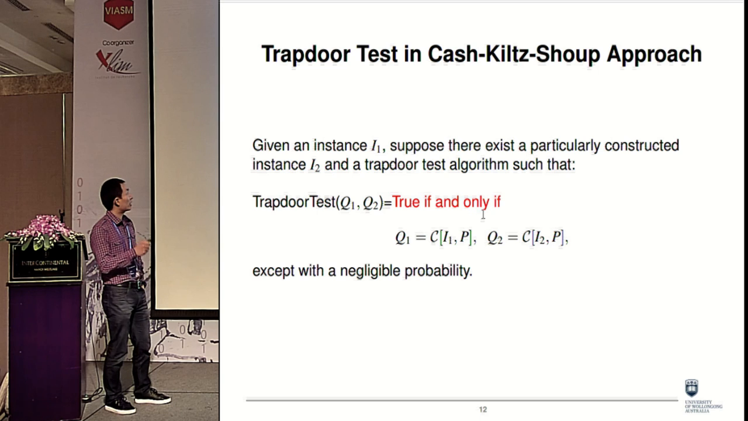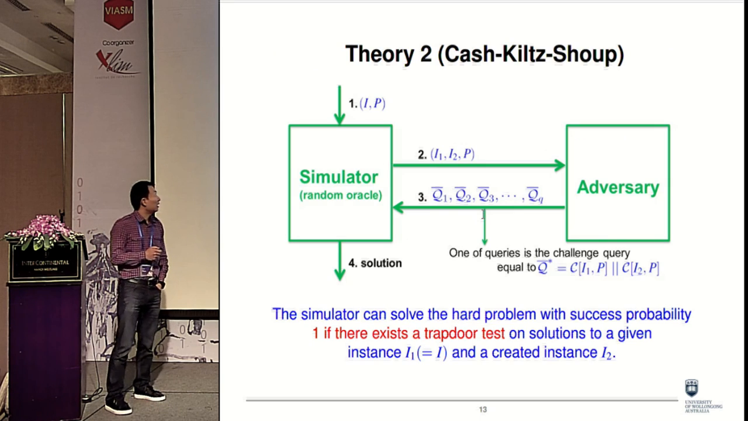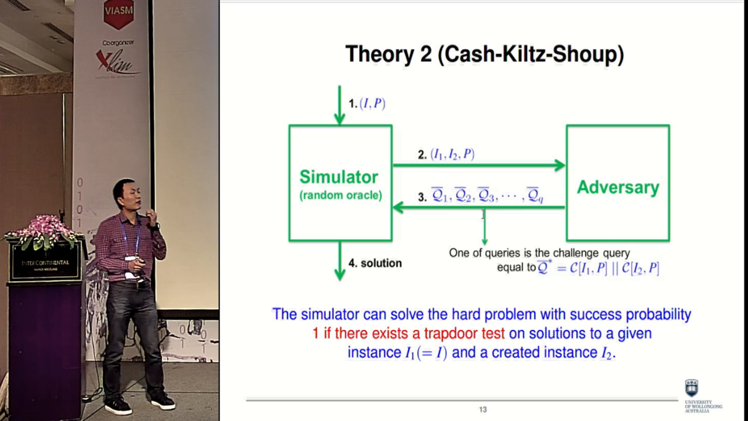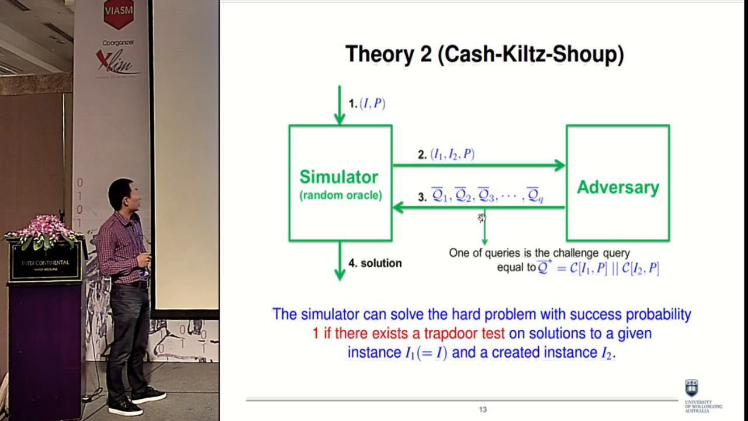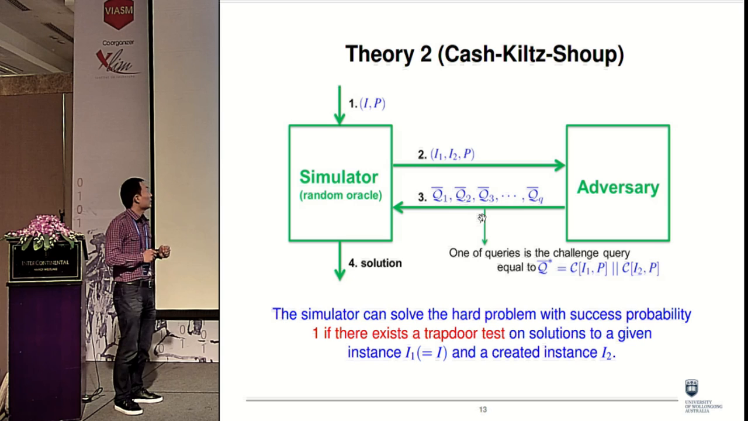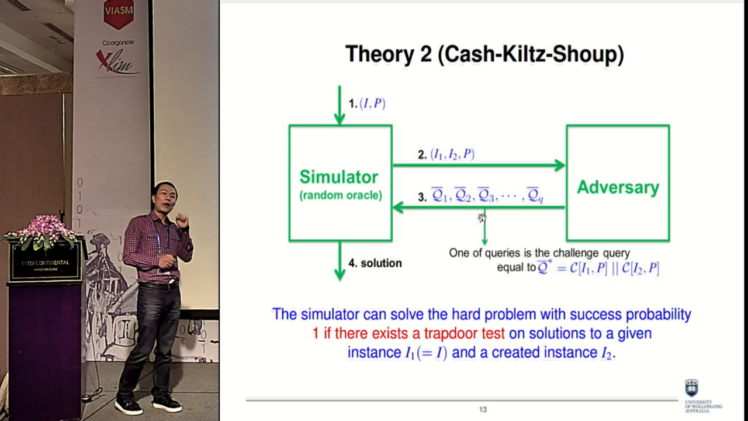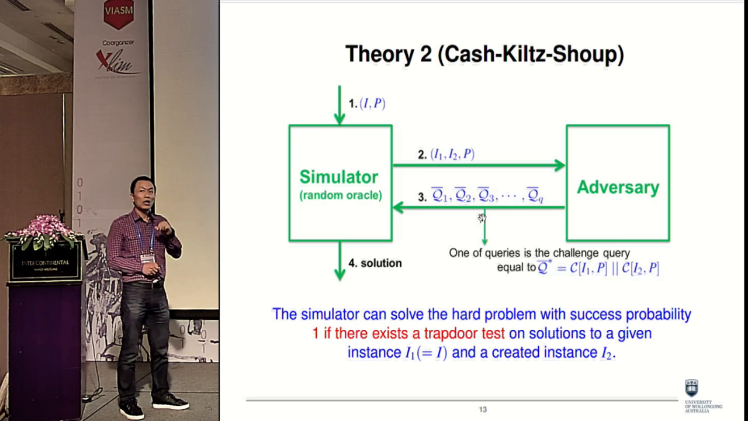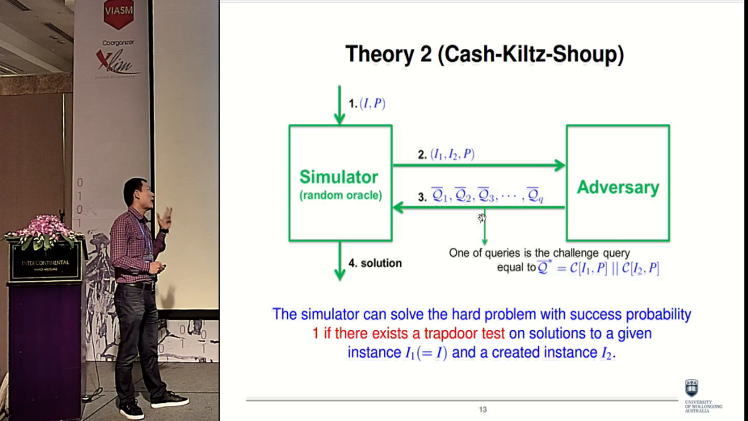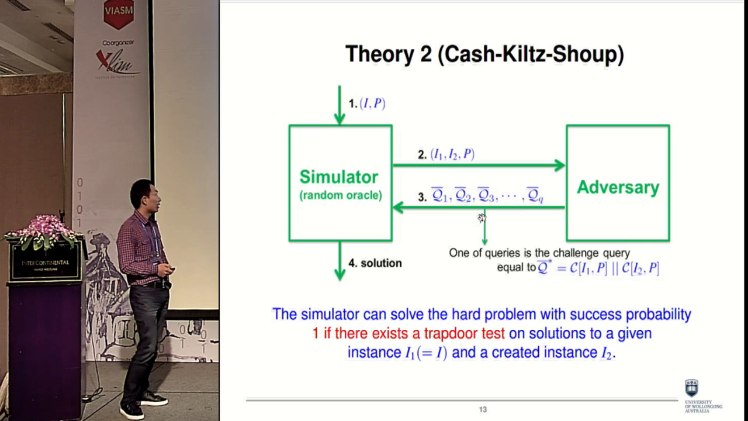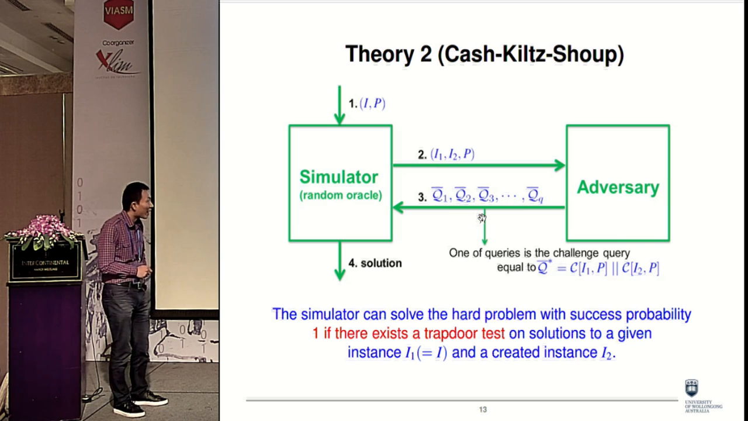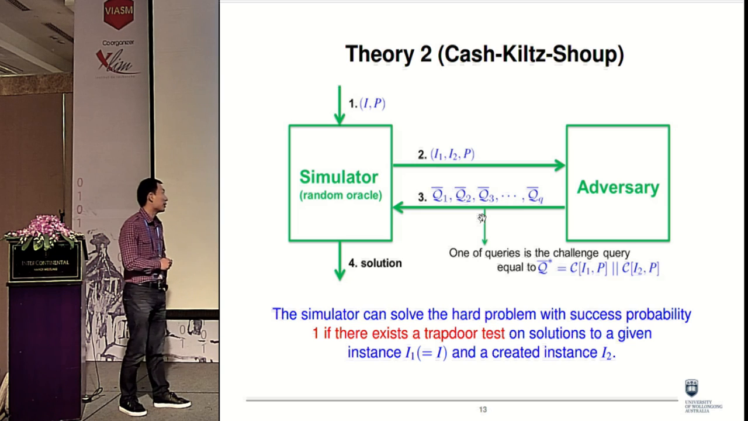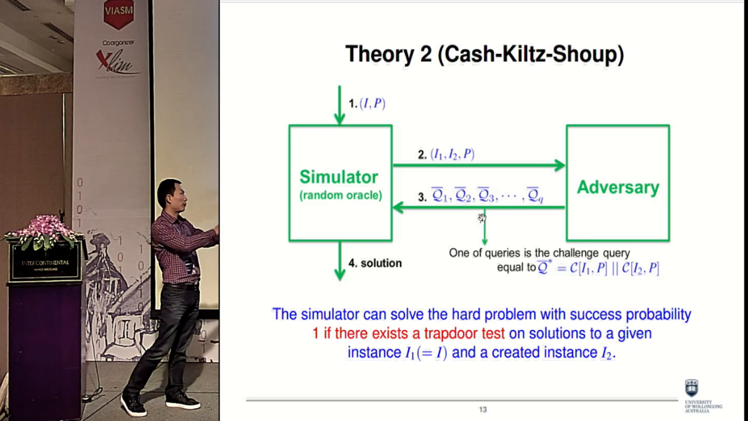Suppose there exists such a particularly constructed instance and a trapdoor test. Then the CKS approach associated with finding loss can be described as this. The simulator is given an instance I. Instead of using instance I to simulate the scheme, the simulator will use two instances, I1 and I2, to simulate a scheme for the adversary. The adversary will make several queries, where one of the queries is the challenge query, and this challenge query is composed of two solutions, to both I1 and I2. In this case, we can prove that the simulator can solve the hard problem with success probability 1, which is just to find the solution from the query set.